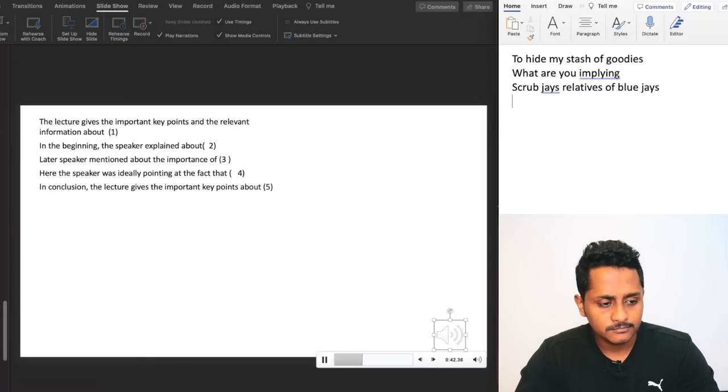So what does that have to do with my candy? Well, it shows that some birds are capable of more complicated behavior.